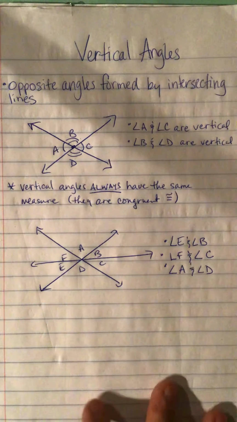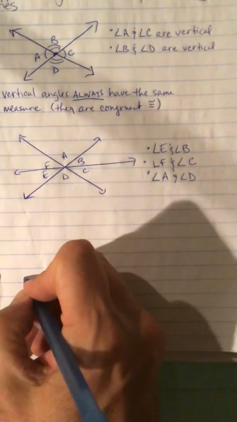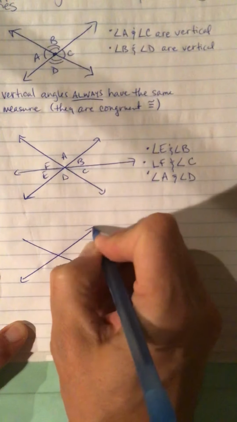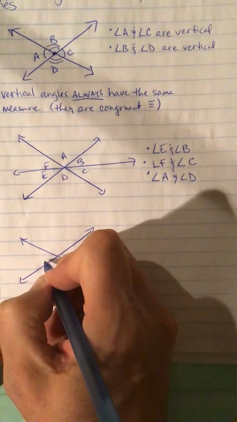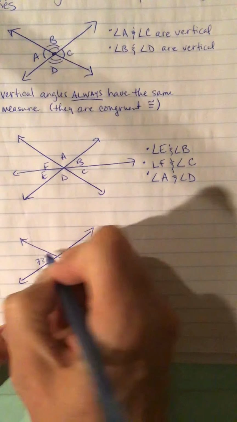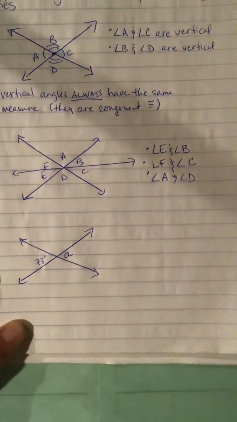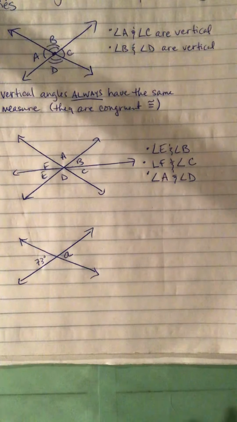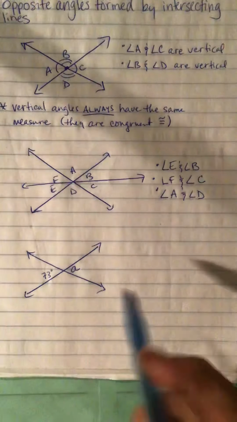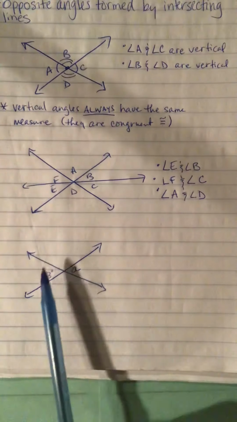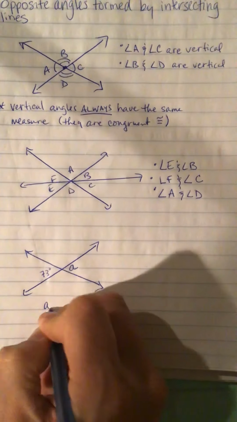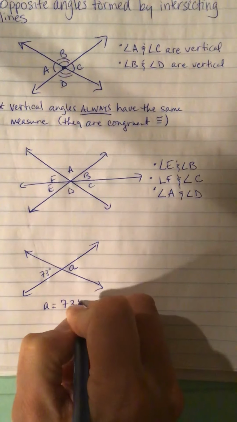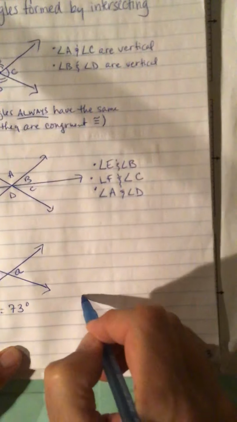Okay, one last thing here real quick. If we have our vertical angles, let's say that this is 73 degrees. Find the measure of A. Well, we already know from right above, vertical angles will always have the same measure. Since these two are vertical from each other, we know that A will equal 73 degrees.